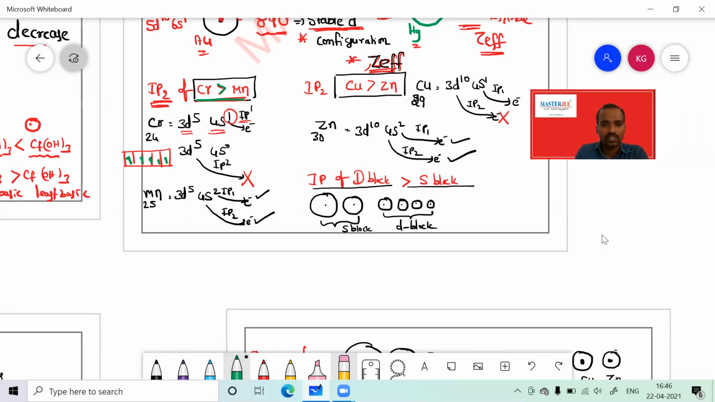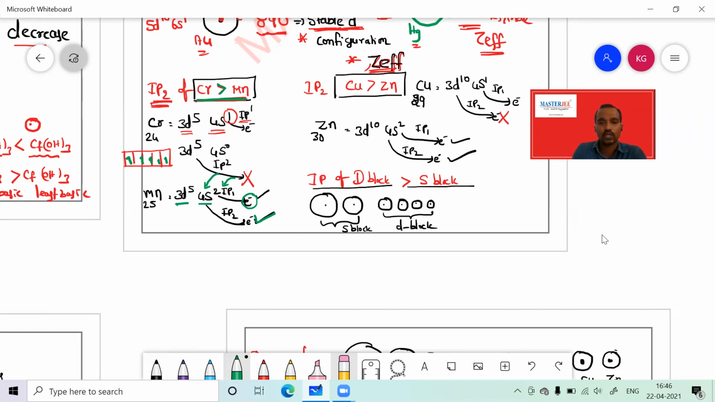Next, manganese, 3d5 4s2, atomic number 25. The first electron, by using a certain amount of energy, easily loses, no problem. The second valence electron also easily loses. After losing the first electron, the second electron also easily loses. So there is no problem in this case. That's why chromium's second ionization potential is greater than manganese.